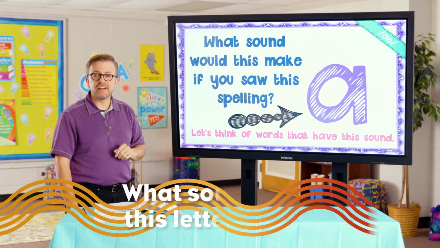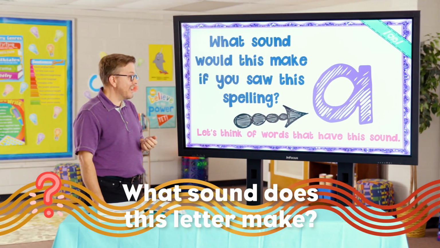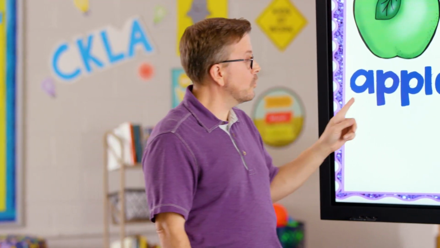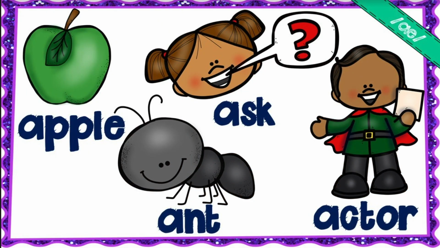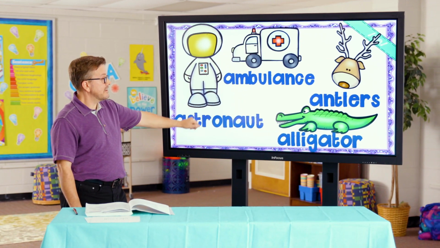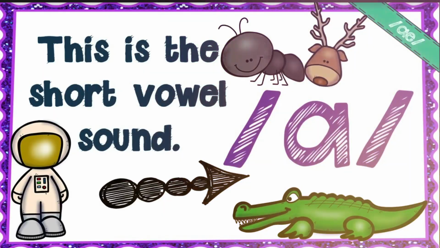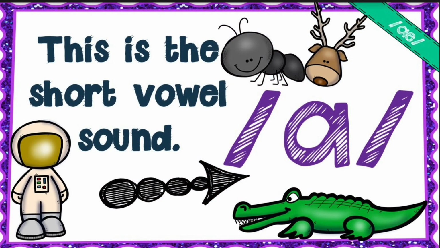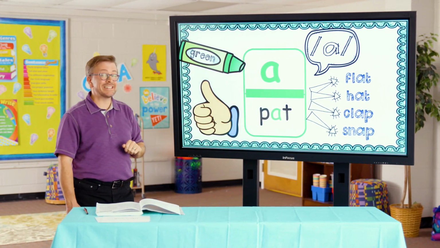If I showed you this letter here, what sound would you say it makes? I heard you go, ah. You're right. But let's look at some words here that have this ah sound. Apple, ask, ant, actor, astronaut, ambulance, antlers, alligator. Now, this is the short vowel sound, like we hear in alligator and ant and astronaut. This A is also seen in flat, hat, clap, and snap.